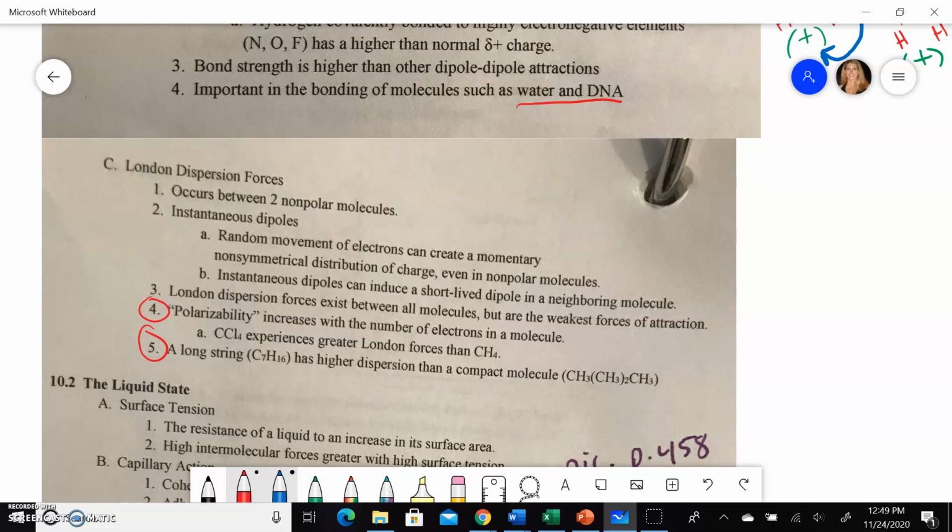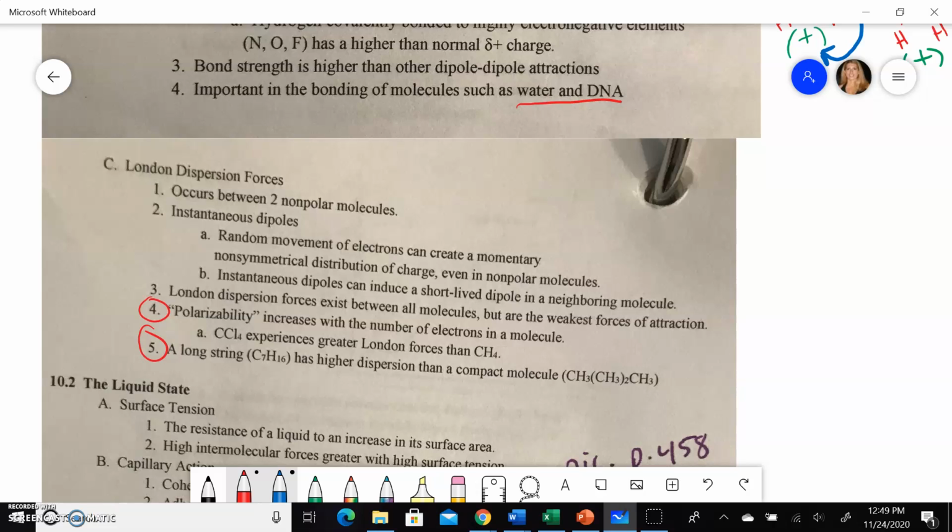And if you have nothing else to compare, so for CCl4 and CH4, they're both nonpolar, so the only forces of attraction that these would have between their molecules is going to be London dispersion. So then if you have nothing else to compare, then you can use this as an argument that if you have more electrons, then it's going to be more polarizable. But again, you want to talk about the intermolecular forces before you do that.